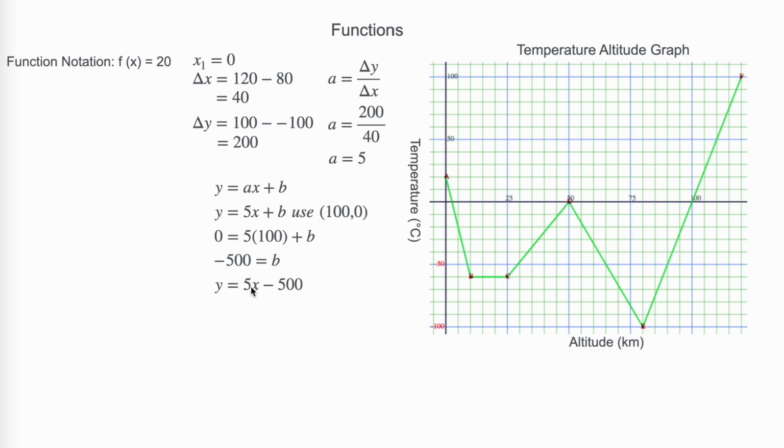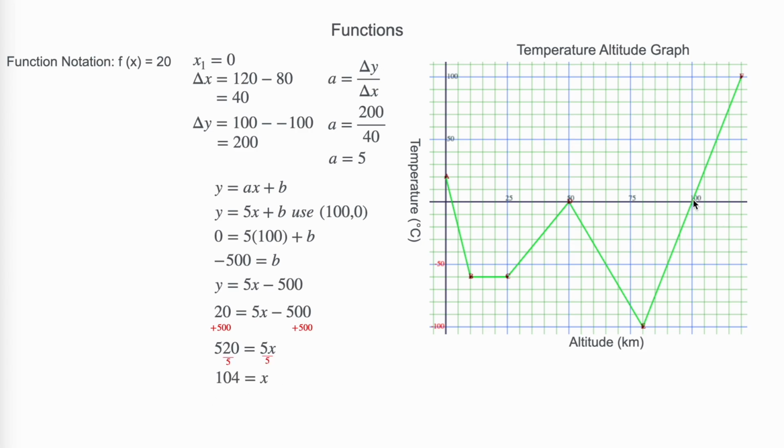We have this equation, y is equal to negative 5x plus 500. We want to know what the x value is when the y value is 20. Replace the y with 20 and then solve for x. So I'm going to add 500 to both sides. That gives us 520 is equal to 5x. Divide both sides by 5. That gives us 104 is equal to x.